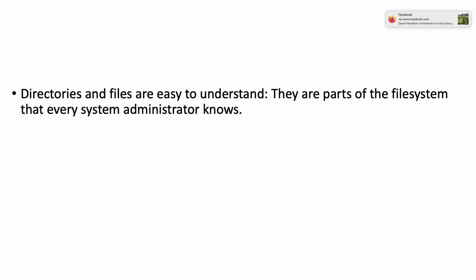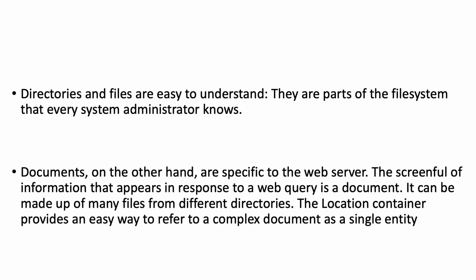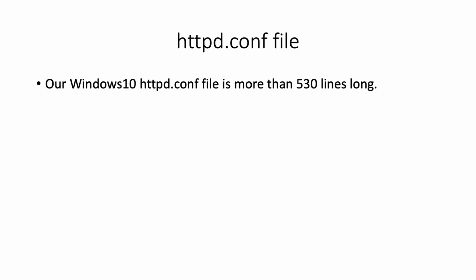Directories and files are easy to understand. They're part of the file system that every system administrator knows. But documents, on the other hand, are specific to a web server. A screen full of information that appears in a response to a web query is a document, but it can come from many files and many different directories. And this way, with a location container, you can make that whole document respond as you want, and as if it's a single entry.